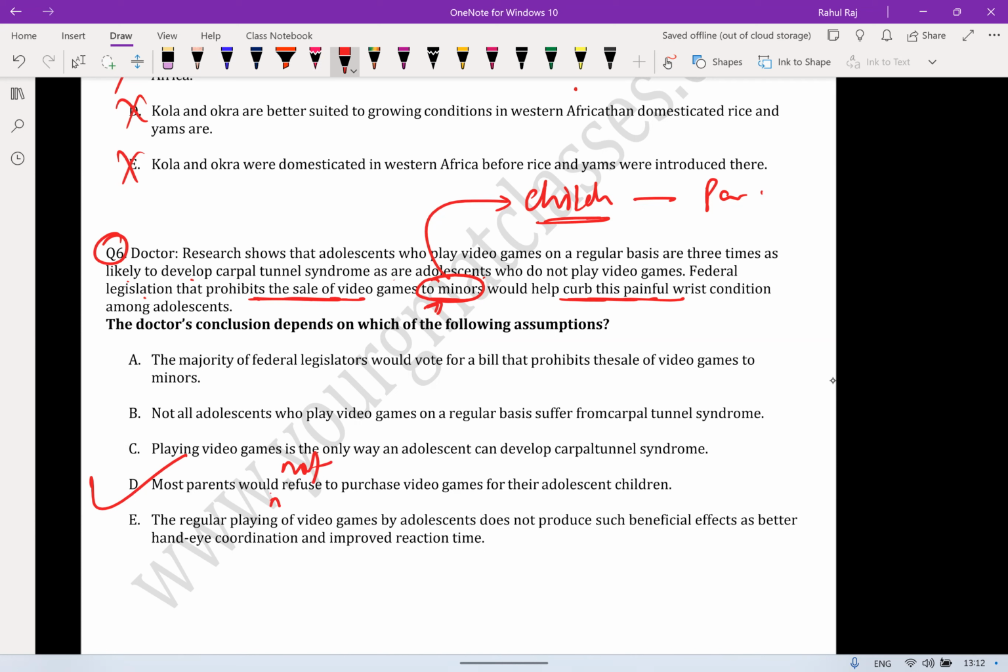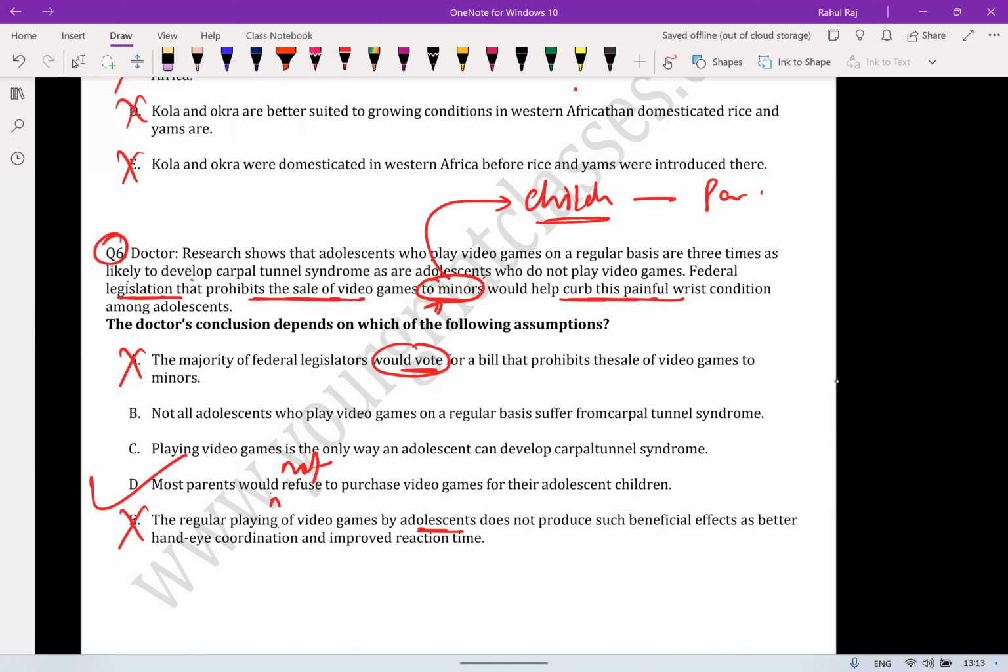Yes. Now A says what? Majority of federal legislature would vote for the bill. This is absolutely crap. There's no point of voting. Legislation is already in place. So whether they vote or they don't vote, it doesn't matter. So A is gone. There's no point spending even 1 minute on A. And E says what? The regular playing of video games by children does not produce such a beneficial effect as better hand-eye coordination. Completely unrelated. We are not talking about the benefits of playing video games. There could be huge benefits, but in this argument we are not talking about them.